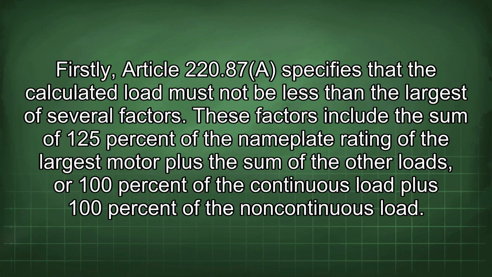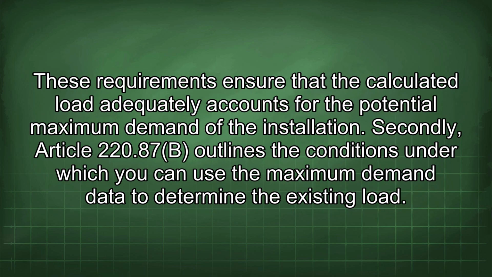Firstly, Article 220.87 specifies that the calculated load must not be less than the largest of several factors. These factors include the sum of 125% of the nameplate rating of the largest motor plus the sum of the other loads, or 100% of the continuous load plus 100% of the non-continuous load. These requirements ensure that the calculated load adequately accounts for the potential maximum demand of the installation.